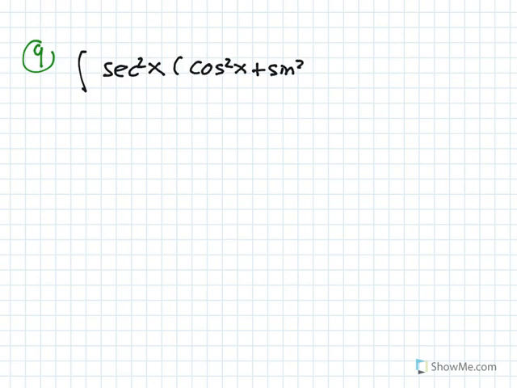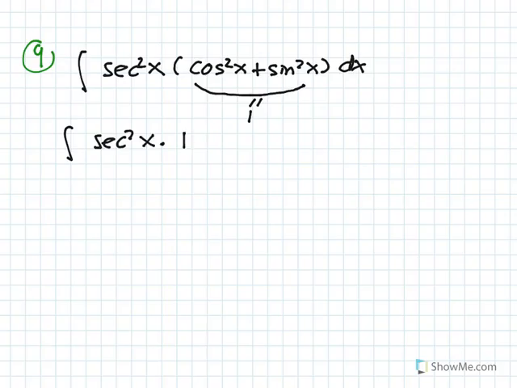All right, let's look at the next question. Question number 9. We have the integral of secant squared x times cos squared x plus sine squared x dx. So we know that cos squared x plus sine squared x is just 1. That's a trig identity that we have to memorize, amongst other trig identities that we have to know. Secant squared x times 1 dx, that's going to be tan x plus c.